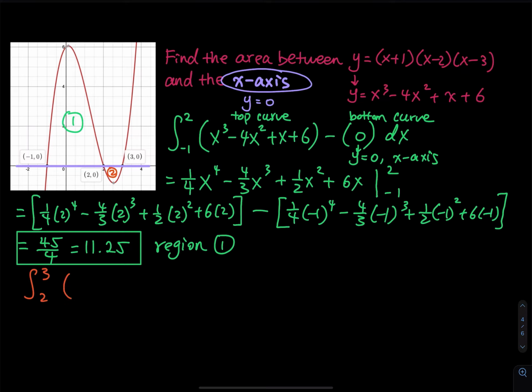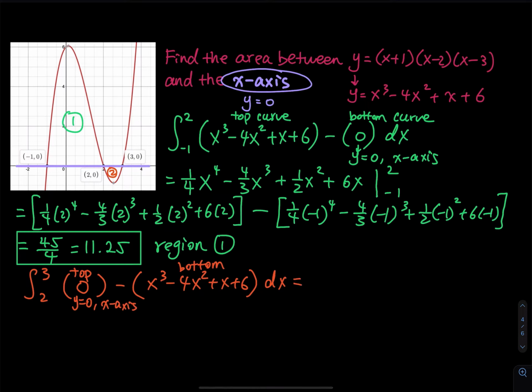So the top curve is equal to 0 minus the third-degree polynomial, x to the third minus 4x squared plus x plus 6, and then you have a dx. So this is the top curve, and then this is the bottom curve. And then what is that 0 about? This 0 is y equals 0, the x-axis. I would like to make my notes clear.